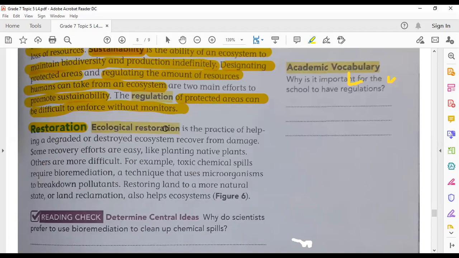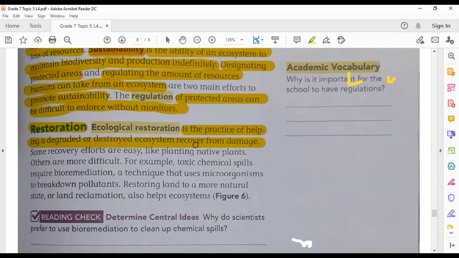Ecological restoration is the practice of helping degraded or destroyed ecosystems recover from damage. Suppose that we have a sick ecosystem, an ecosystem that is damaged or degraded. We can restore it. We can help it to recover.